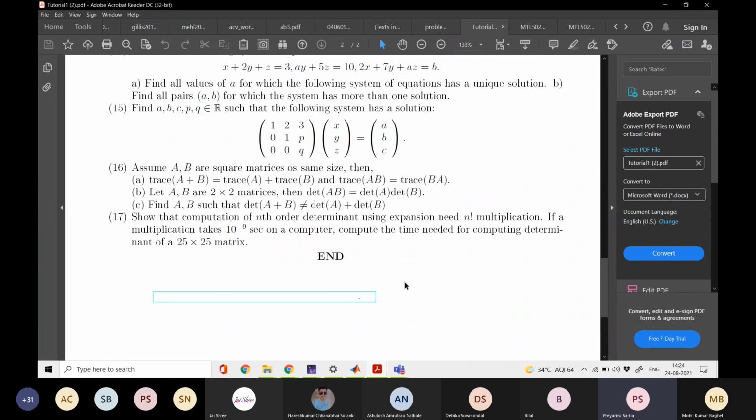So from each element, along with that, I'll have the determinant of the nth ordered matrix. So there will be n plus 1 times n factorial multiplication. So basically it will be n plus 1 factorial when we add it up.